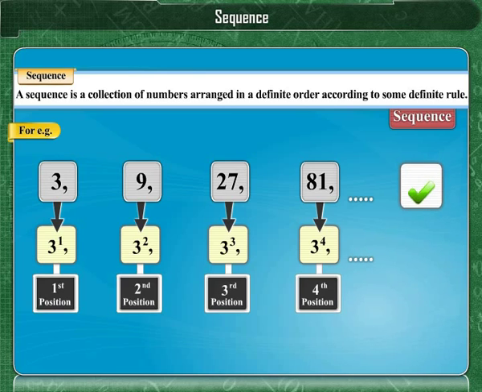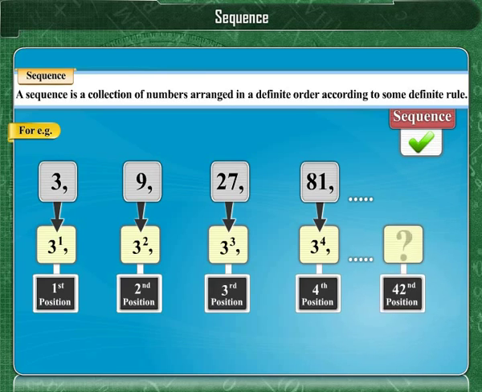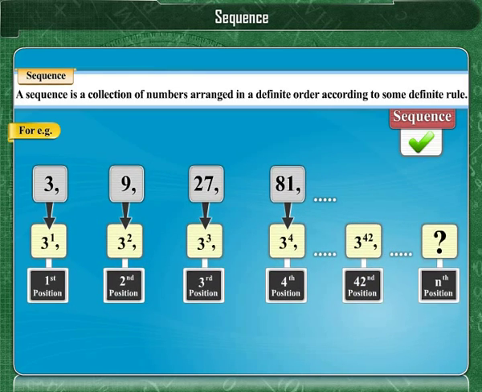is a sequence. What should be the number at the 42nd position? Since the number in the first position is 3 raised to 1, second position is 3 raised to 2, third position is 3 raised to 3 and so on, the number in the 42nd position should be 3 raised to 42. What should be the number in the nth position? The number in the nth position is 3 raised to n.